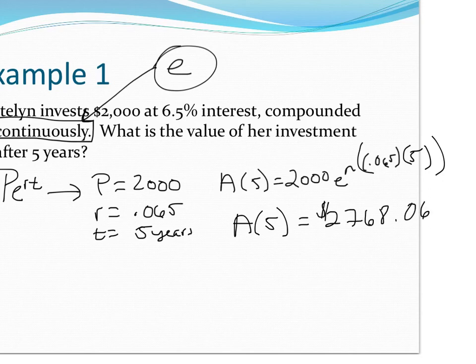A of 5 is going to equal $2,768.06. Round to the nearest cent. We don't have partial pennies, so you must round to the nearest cent. And that's how we apply this continuous formula. Once again, this could be used for growth. We could adjust it for decay. So it's used for any type of continuously growing or decaying situation.